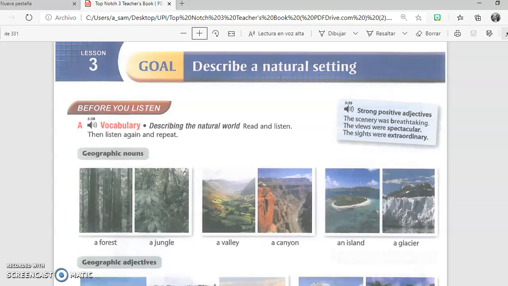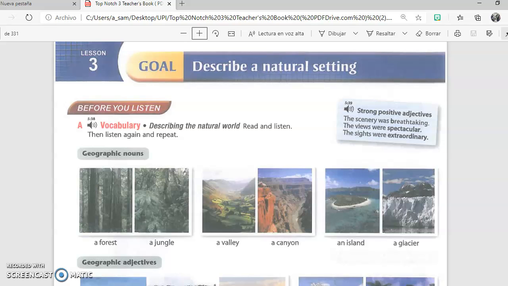You may use these adjectives, these phrases, to express your views, your sightseeing when you go to a place and you look for the scenery. You may use these kinds of expressions to help you in a conversation. So you have geographic nouns. Remember, what is a noun? A noun names a person, place, thing, or idea. In this case, we're talking about a place.